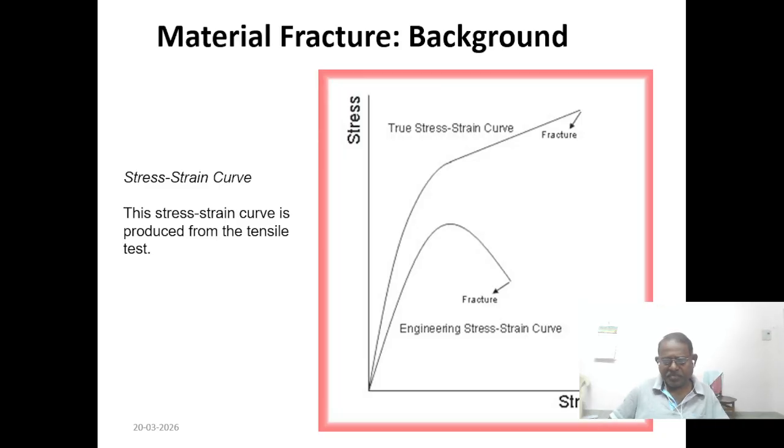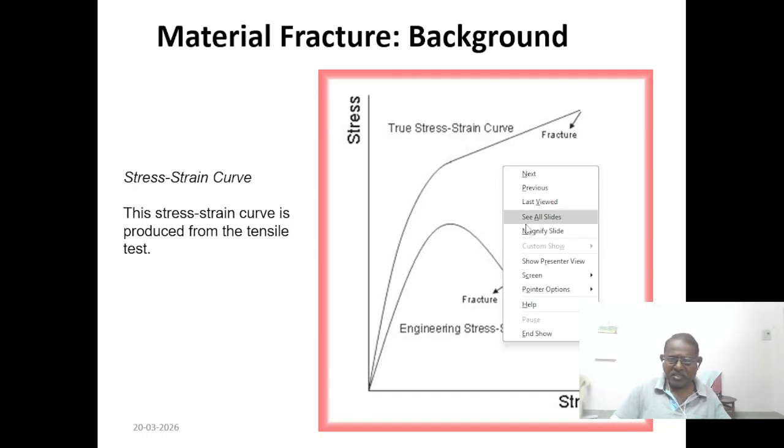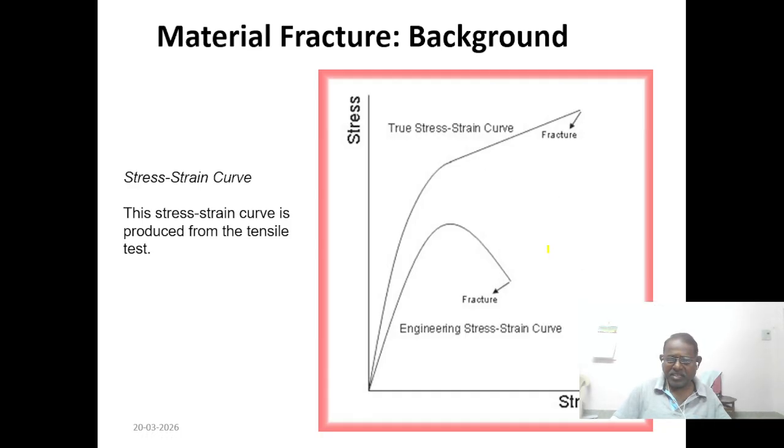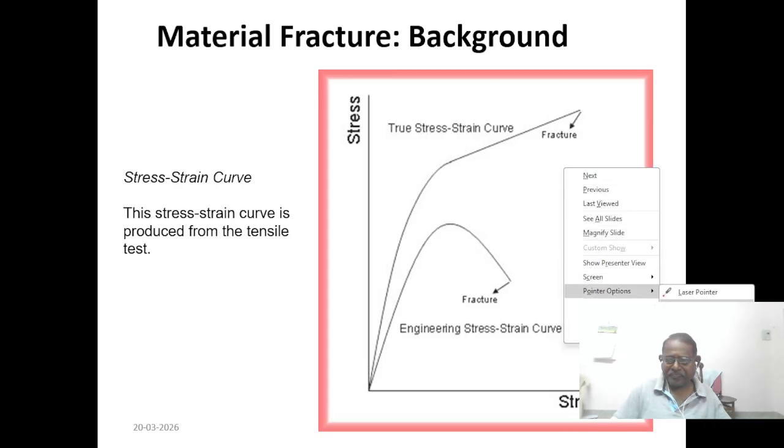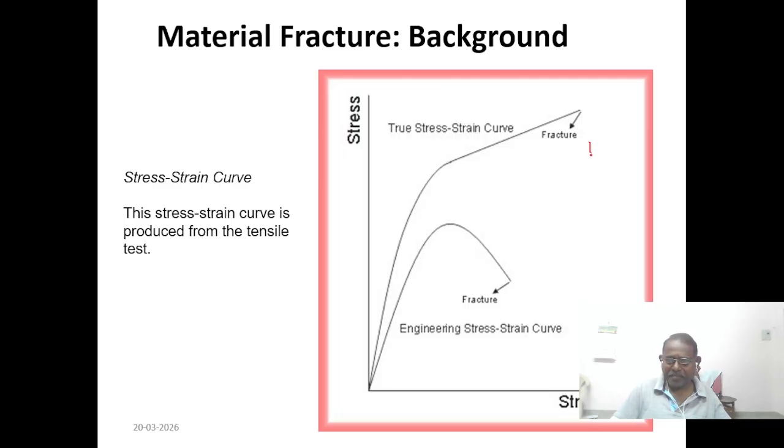So as we discussed in the previous slide, engineering strain is continuously decreasing while the cross section is maintained the same, the original cross sectional area. In the true stress strain curve, the strain continues to increase because here the cross sectional area continues to decrease. This is because of necking. In the ductile failure, we have seen this formation of necking.